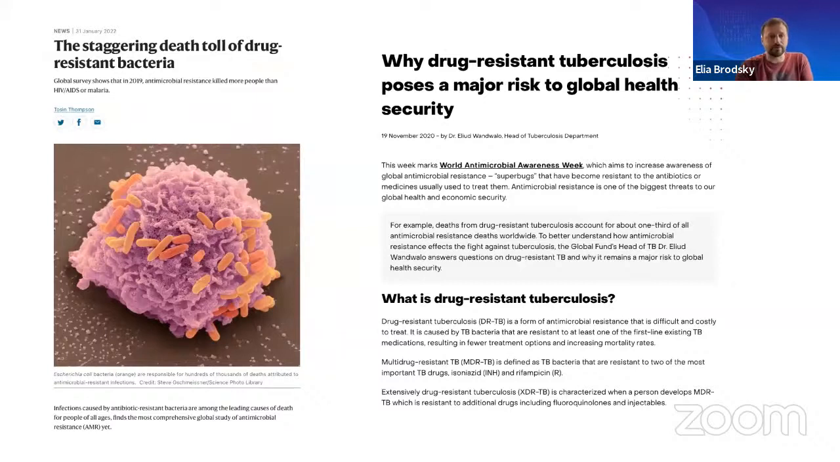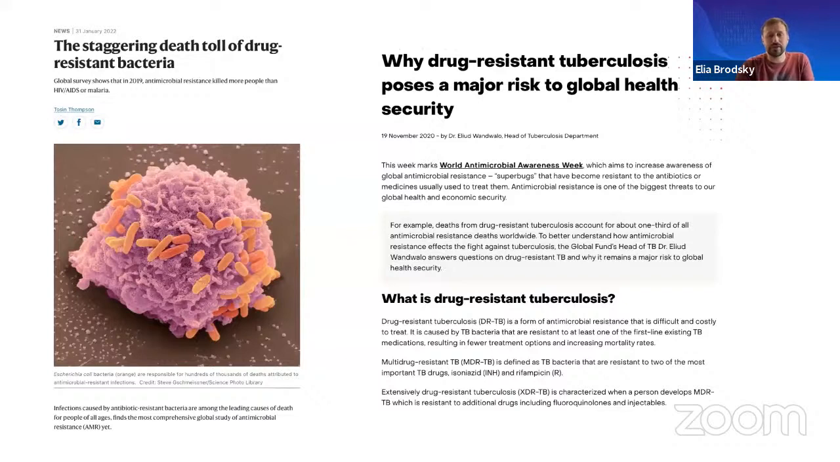What about bacteria? Bacteria are another pathogen. Some bacteria could be pathogenic. And interestingly, you can see this article here from the 31st of January 2022, the staggering death toll of drug-resistant bacteria, which talks about a global survey that shows that in 2019, antimicrobial resistance killed more people than HIV or AIDS or malaria.